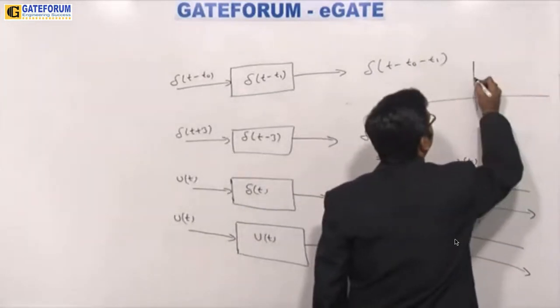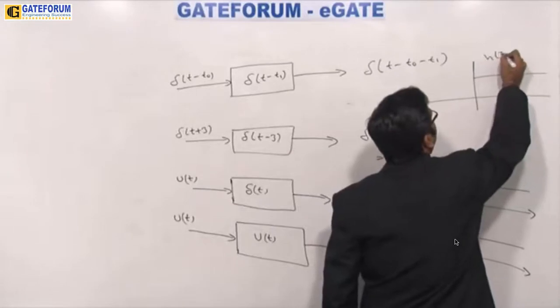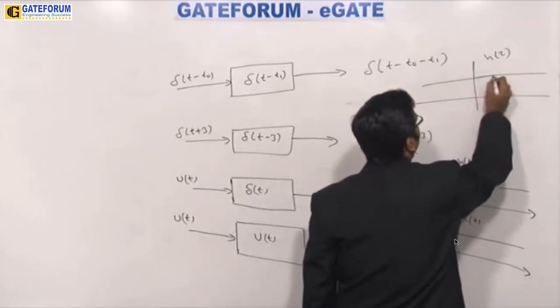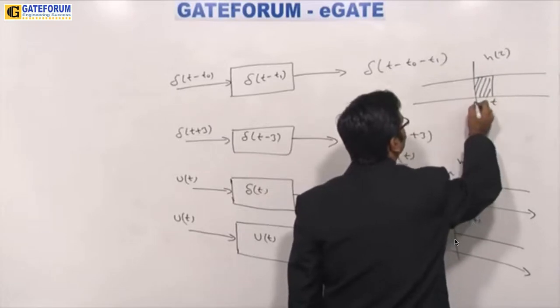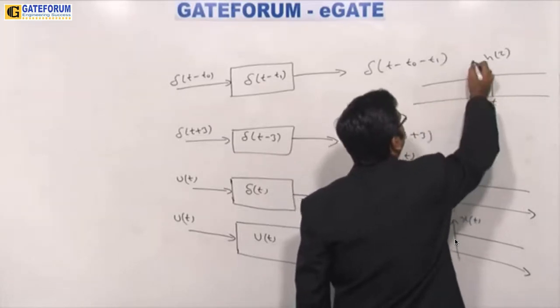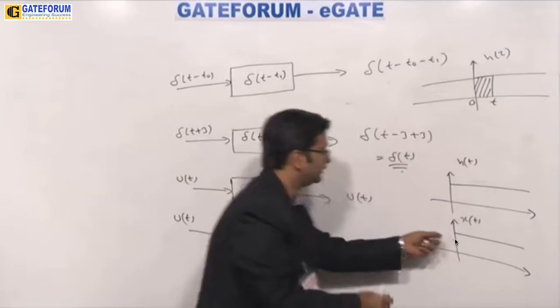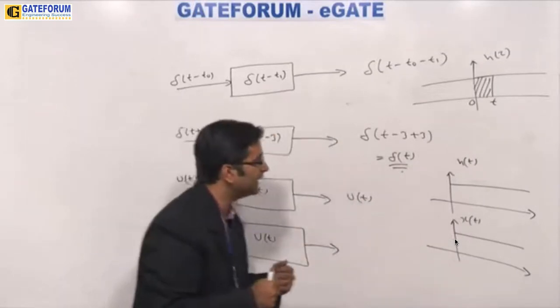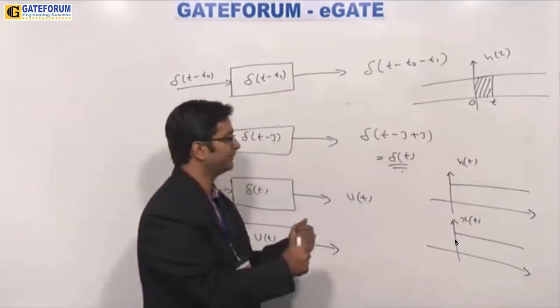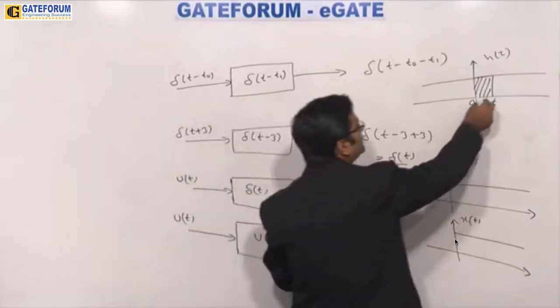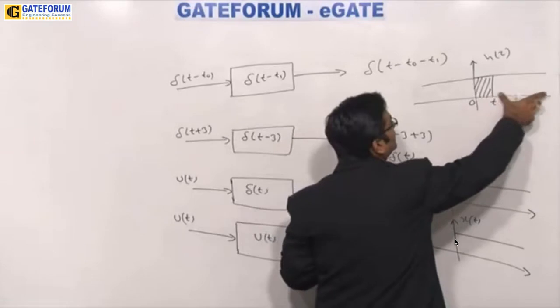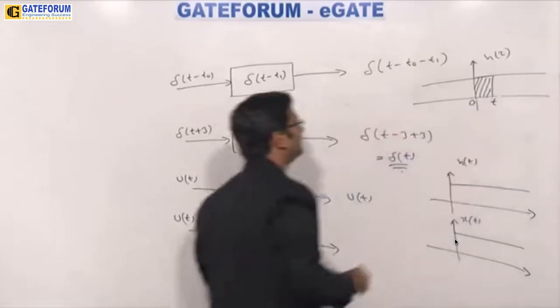You will have h of tau. This is t0. This input is time reversed, and then it is inserted into the system. Once it is inserted into the system, this common region will keep on increasing. Finally, it will keep on increasing, becomes infinite.